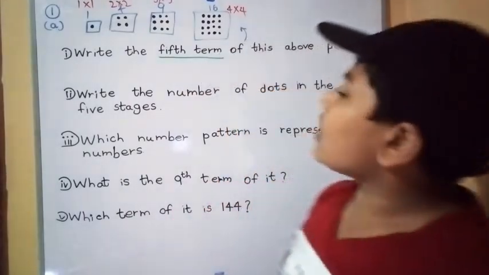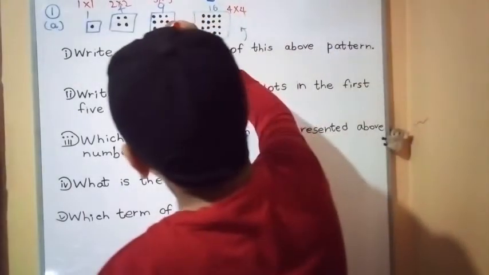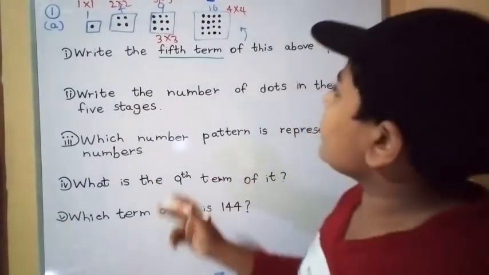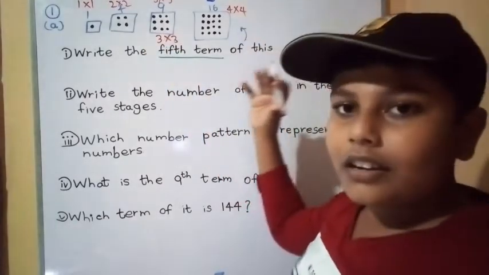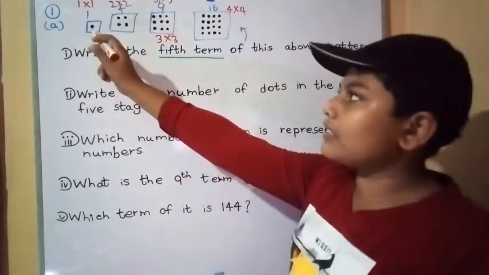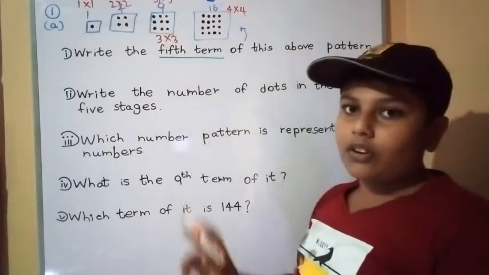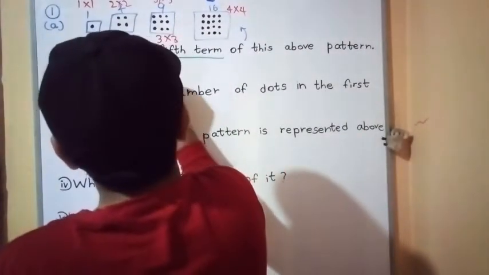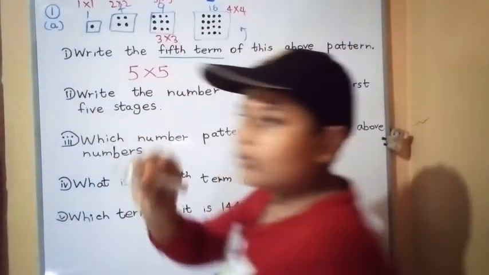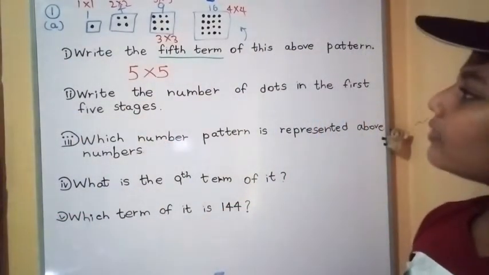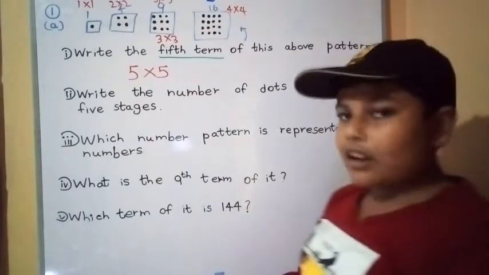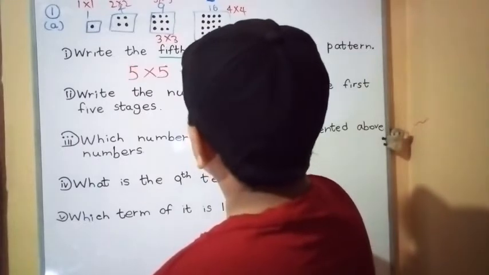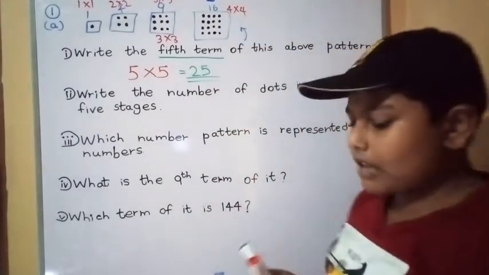Now, this one is 3 multiplied by 3, right? Now, in this pattern, what is the 5th term? Now, this is the 1, 2, 3, 4. Right? Now, 5th term means the same thing: 5 multiplied by 5. Now, you have the answer: 25.